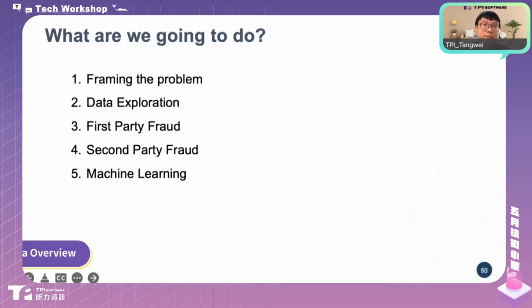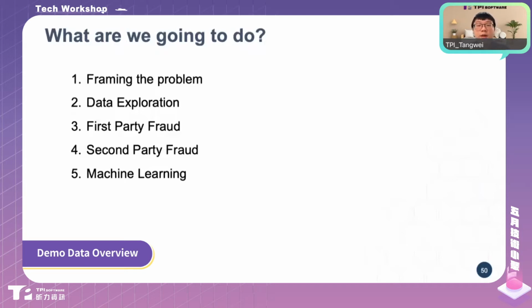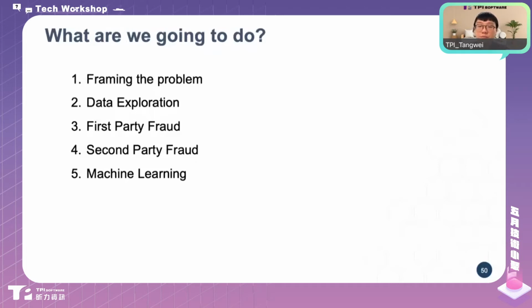Okay, so what are we doing after we have the dataset? Well, here are 5 steps to perform financial fraud detection in this demo. The first step is framing the problem, which financial problem we need to solve. The second step is EDA, the data exploration, to explore our dataset. The third step is to detect first-party fraud. The fourth step is to detect second-party fraud. And the final step is using machine learning technology to detect fraudsters.